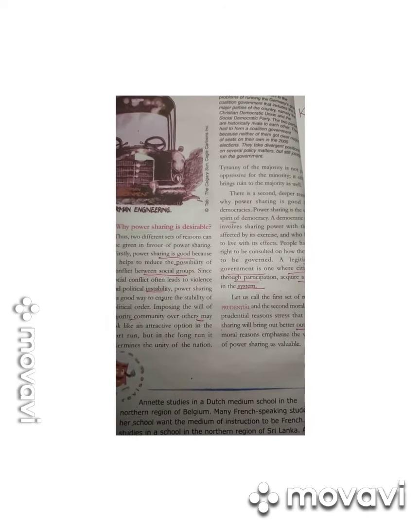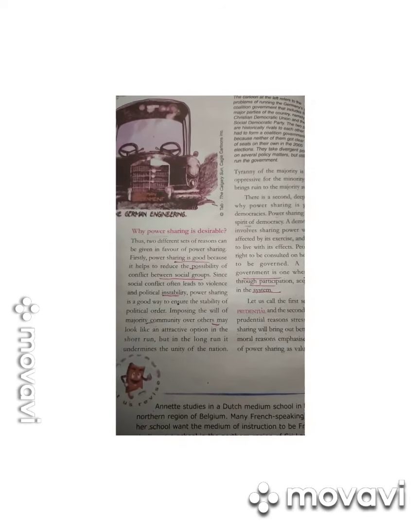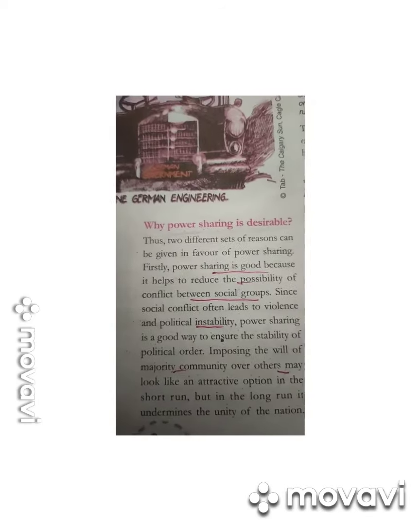Now you can open your political science textbook, page number 6. Now we will start with the first subtopic, that is, why power sharing is desirable.